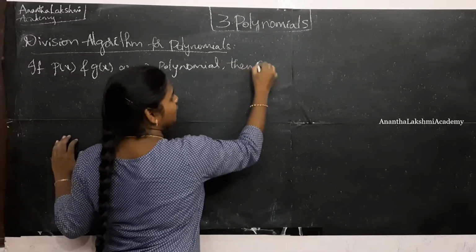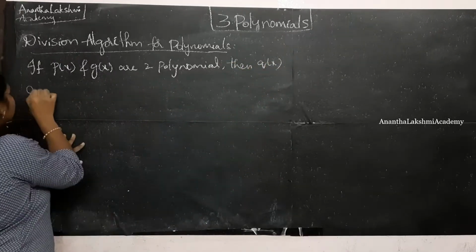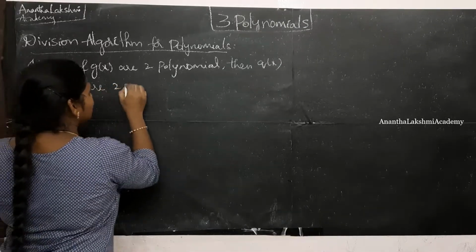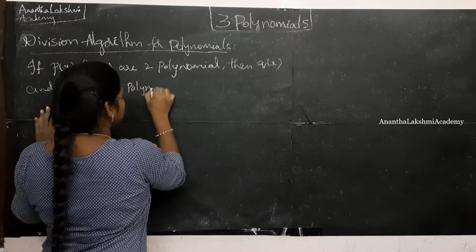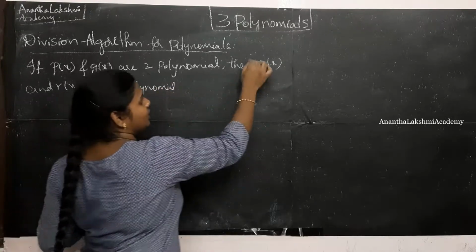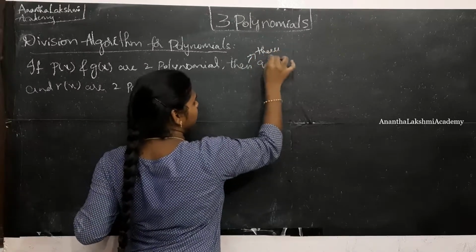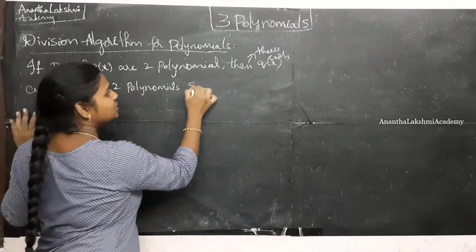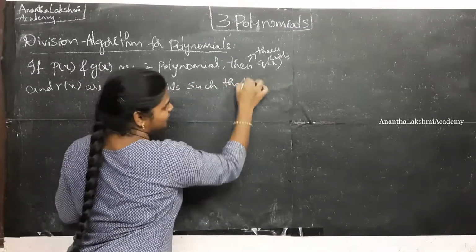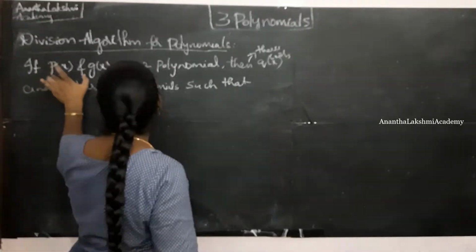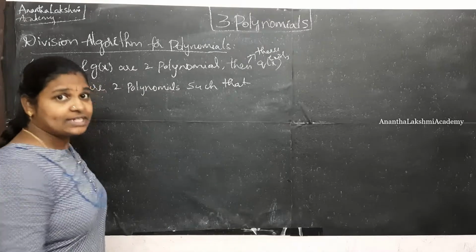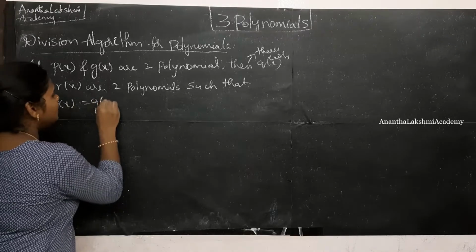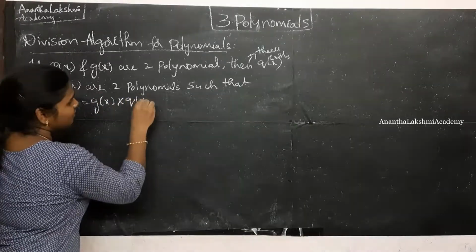then there exist q of x and r of x, two more polynomials, such that, what is the division algorithm? If p of x and g of x, p of x is the dividend, g of x is the divisor, what is the algorithm? Dividend is equal to divisor into quotient plus remainder.